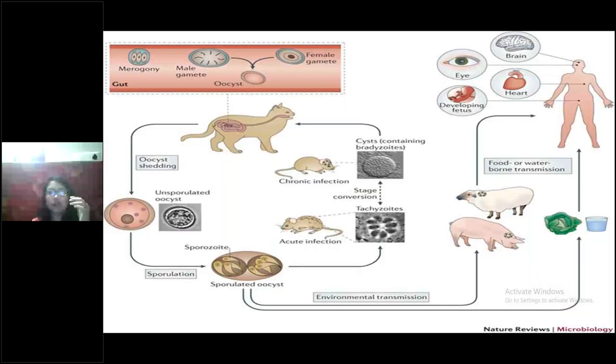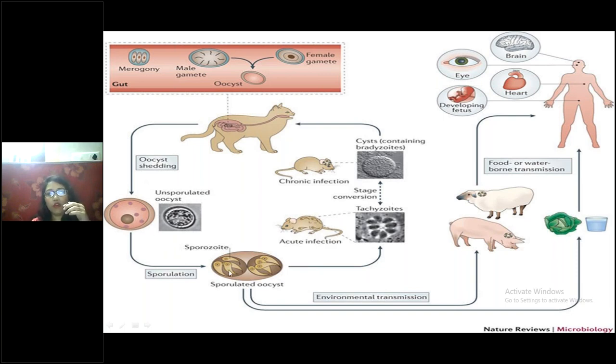Basically, it can undergo merogony, or it can also undergo gametogony, where the male gamete and the female gamete give rise to the oocyst. And this occurs in the cat. And what happens is the cysts, which contain bradyzoites, can be there in the rats. And this cycle usually goes on between the cats and the rats. And once the oocyst is shed, you can see that the cycle is going on.